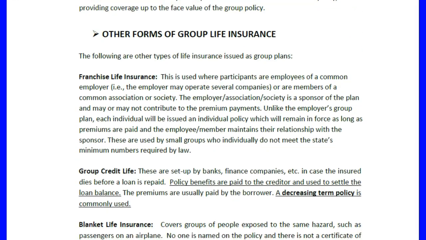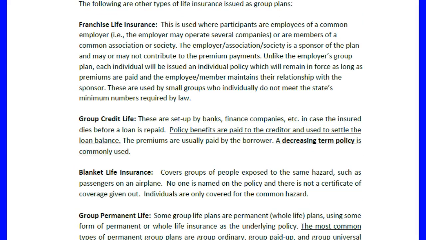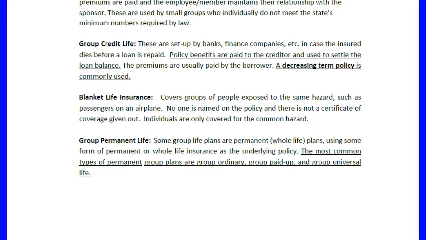Other group life insurance forms: franchise life insurance. This is used where participants are employees of different employers. Group credit life is set up by banks and finance companies in case the insured dies before a loan is repaid. Policy benefits are paid to the creditor and used to settle the loan balance. Decreasing term policies are commonly used. Blanket life insurance covers groups of people exposed to the same hazard, like passengers in an airplane.